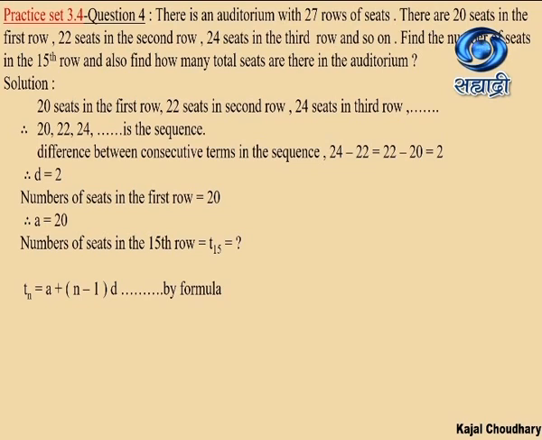Substitute the values in the formula Tn is equal to a plus n minus 1 d. So we get T15 is equal to 20 plus 15 minus 1 multiplied by 2. When you solve this equation, now you know how to solve it, everybody should be comfortable. Therefore, T15 is equal to 48. So there are 48 seats in the 15th row.